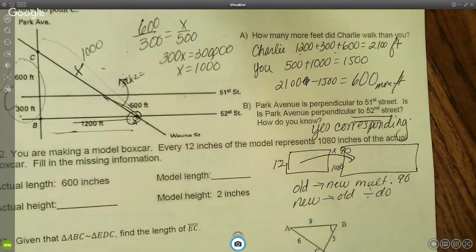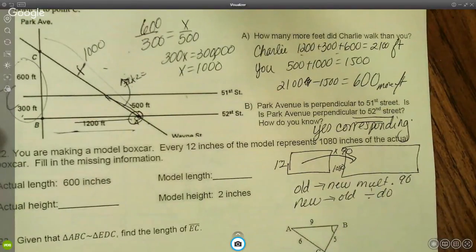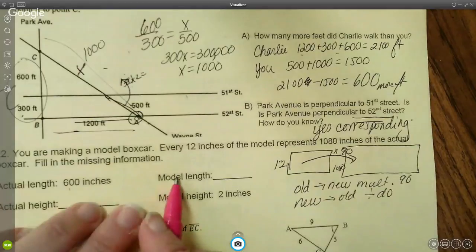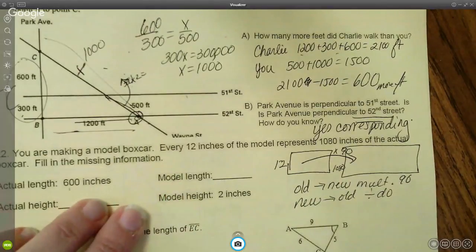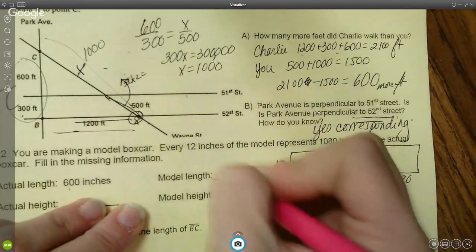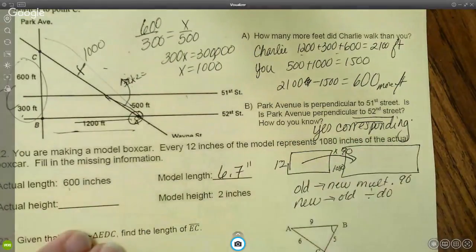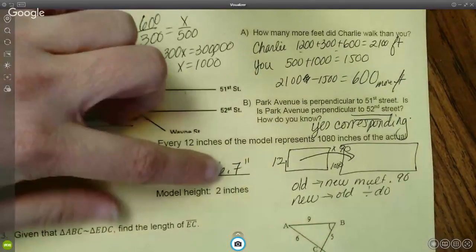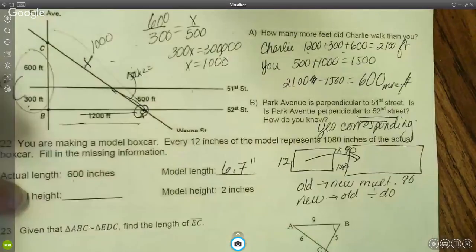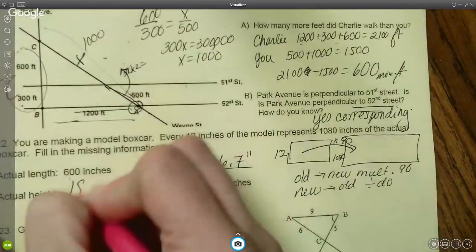Okay, so the actual length is 600. So what's the model length? I'm going to take 600, if the actual length is 600, divide it by 90, and I get 6.7 inches. For my actual height, to go from the height of the model here, remember we just multiply by 90, so this is 180 inches.